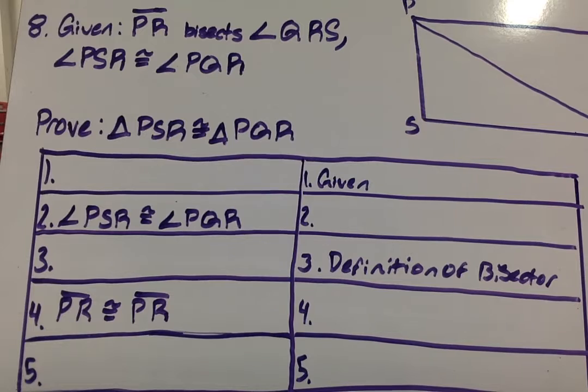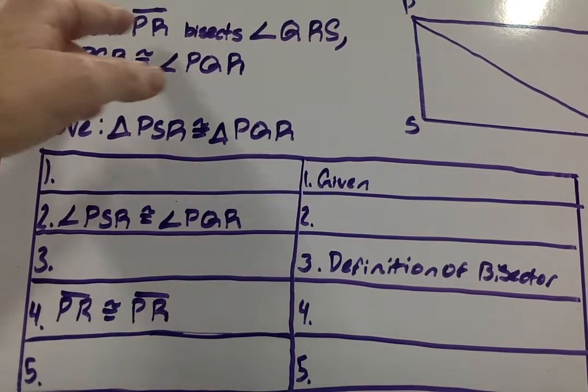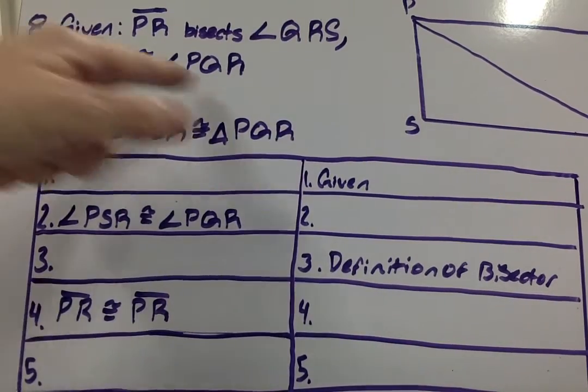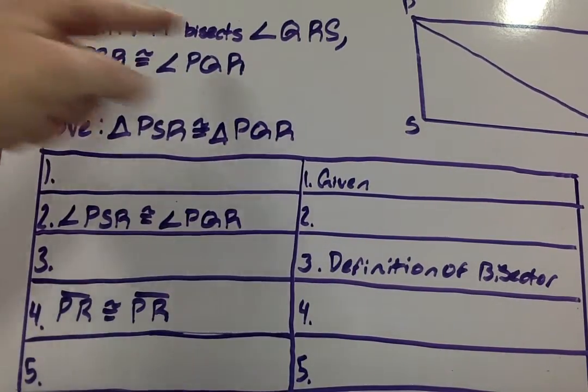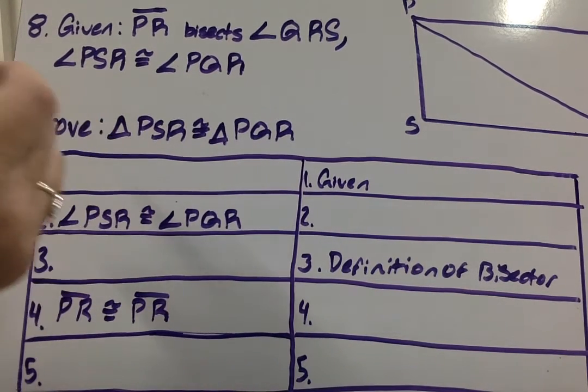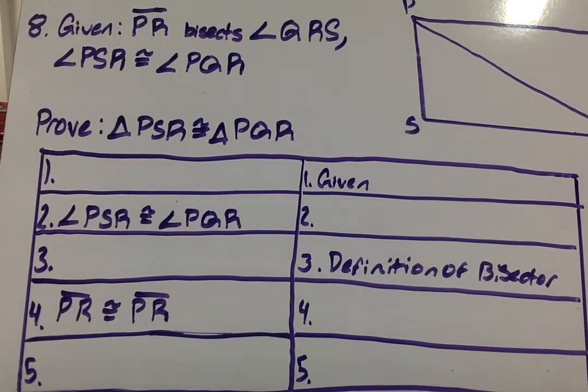Okay, let's see what we're given first. PR bisects angle QRS. And then these angles are congruent. So the first thing that we're given, it says given here. So I'm going to say that PR bisects angle QRS.